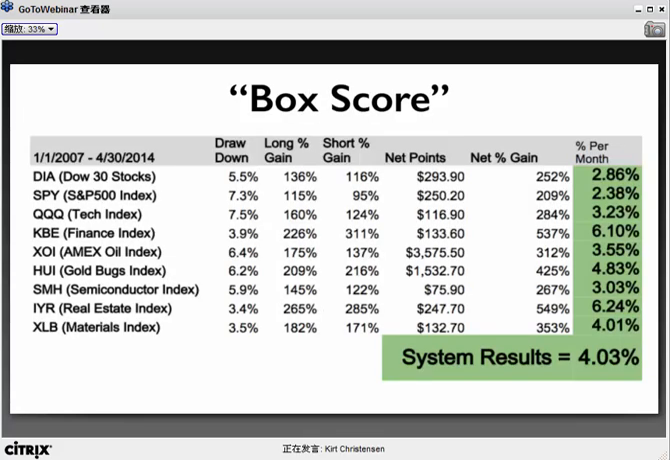So again, that's the box score. That's what it basically boils down to. Folks, if you're looking for a system where you can get 4% a month trading ETFs in less than 15 minutes a night, that's what we're here for tonight. So if that's not what you're here for, you might as well hang up now. That's what we're going to talk about. We're going to show you exactly how this works.